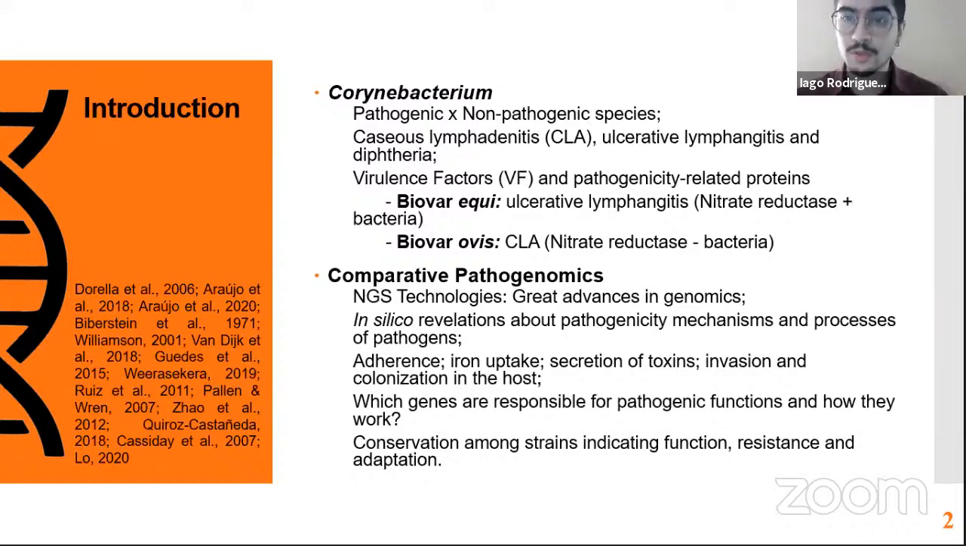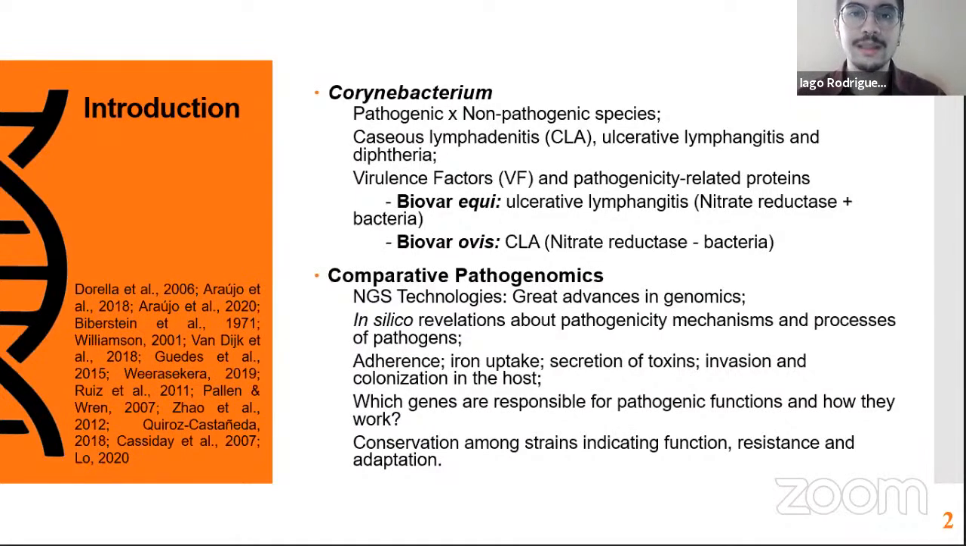Considering Corynebacterium pseudotuberculosis, this species can be classified according to its ability to reduce nitrate in two groups. Nitrate reductase negative bacteria are classified in Biovar equi and can transmit ulcerative lymphangitis, attacking animals such as horses and buffaloes, while those bacteria able to reduce nitrate are classified in Biovar ovis, which can transmit caseous lymphadenitis, causing wounds and abscesses in the internal organs of small ruminants such as sheep and goats, for example.